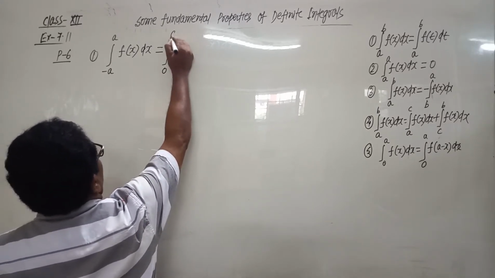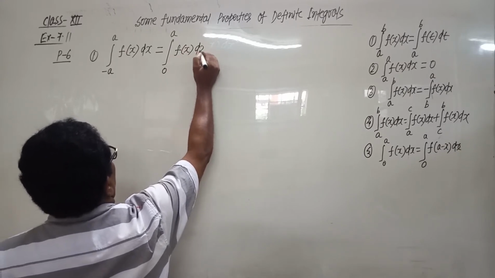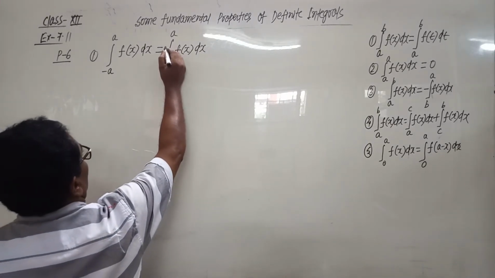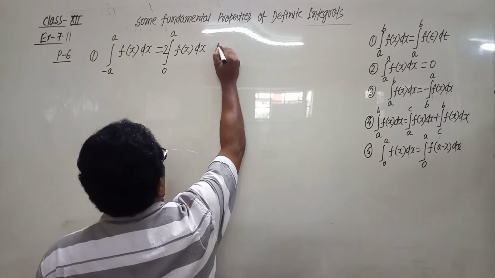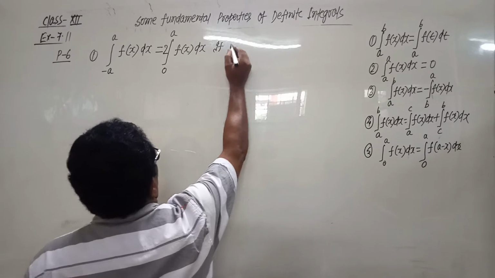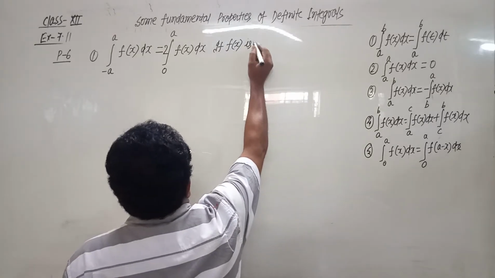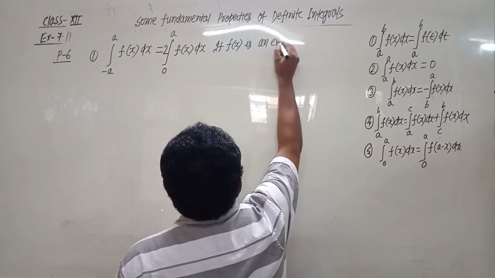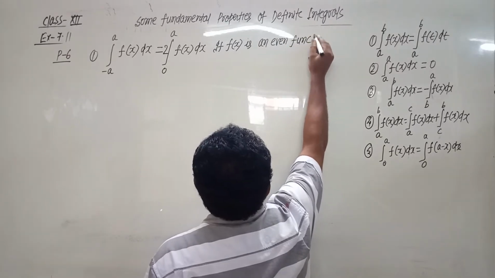integration 0 to a f(x) dx. Integration from minus a to a f(x) dx equals 2 into integration 0 to a f(x) dx, if f(x) is an even function. If f(x) is an even function.